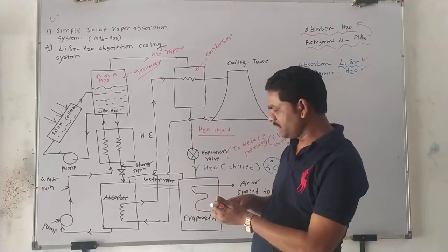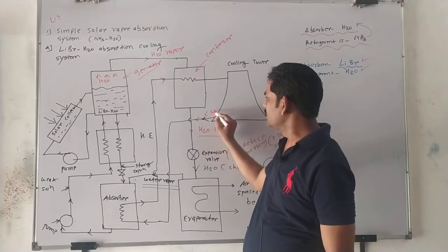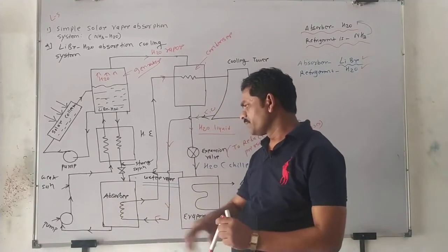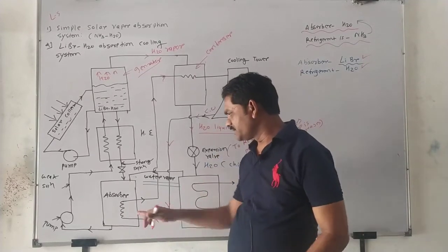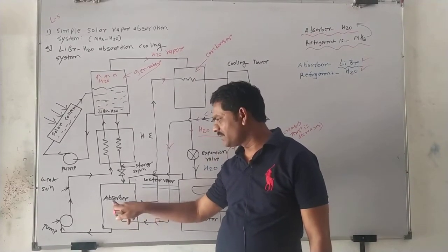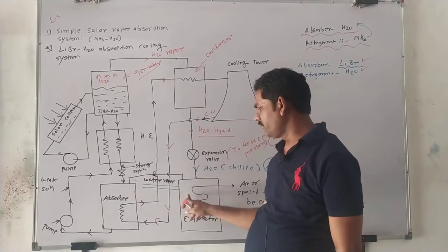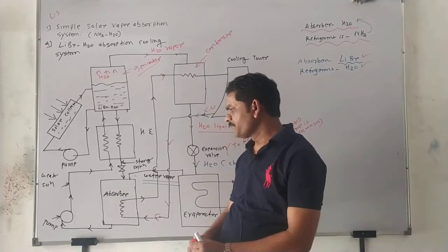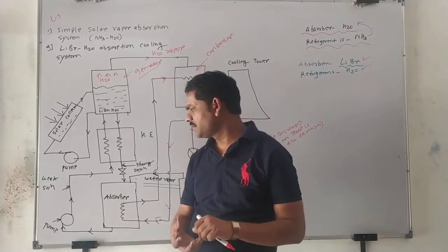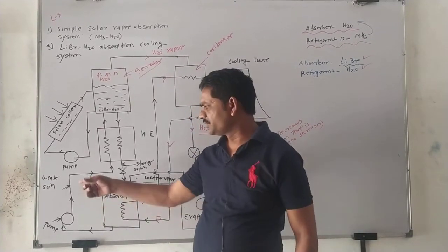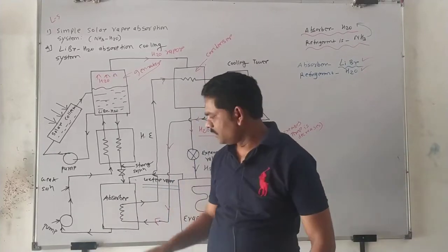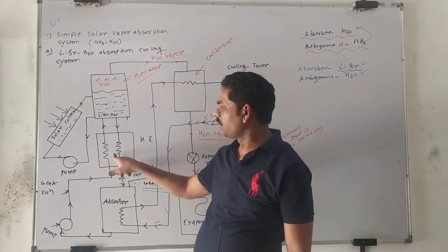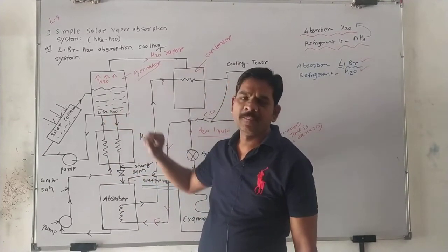From the cooling tower, this cold water is passed inside the absorber, and the absorber maintains its low temperature. That's why this absorber absorbs a large amount of water vapor from the evaporator. Yes or no? Yes. Then inside the absorber a weak solution of lithium bromide and water is created. With the help of the pump, this weak solution goes to the heat exchanger, and from the heat exchanger this solution enters once again into the generator.